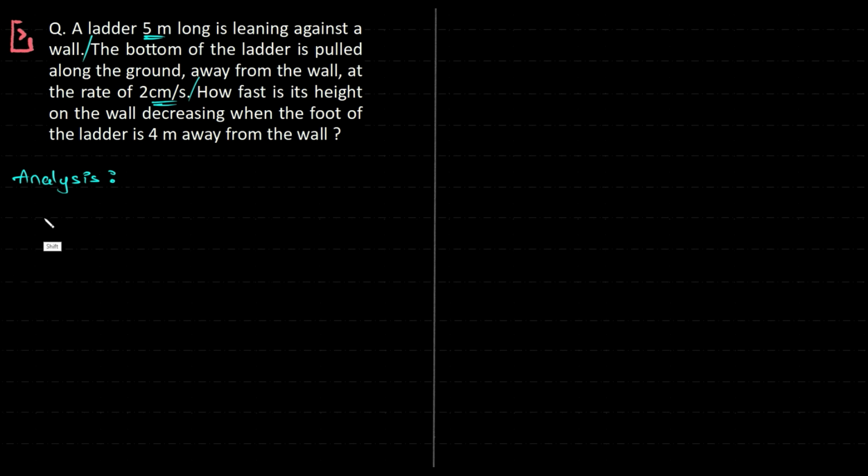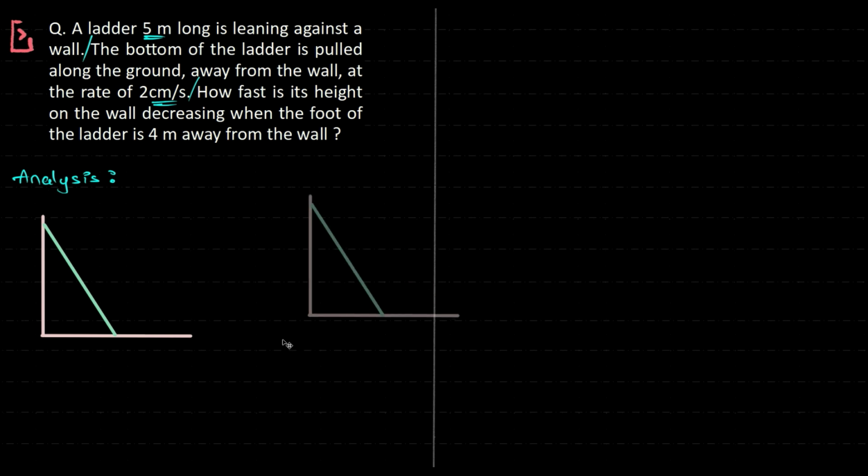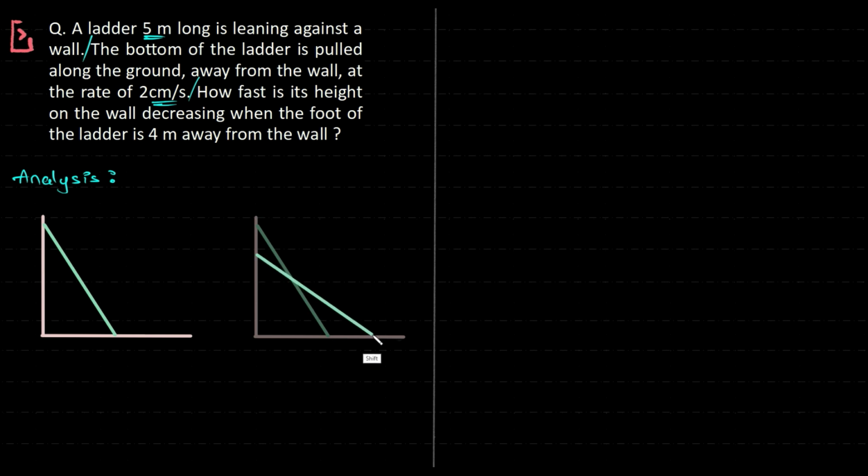So we have a wall and a floor, and we have a ladder. Say this is the initial condition. Now what they're telling is, if this were the initial condition, the ladder will get displaced in this manner. Actually, it's very little, but I'm going to show it in this way so that you guys can understand it better.